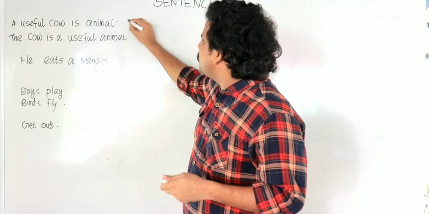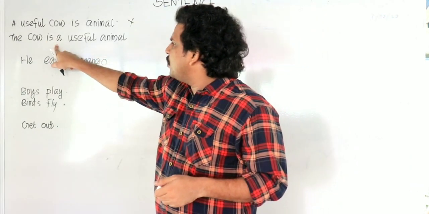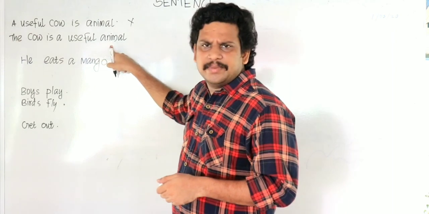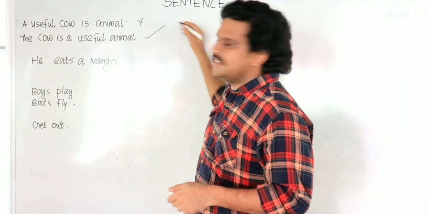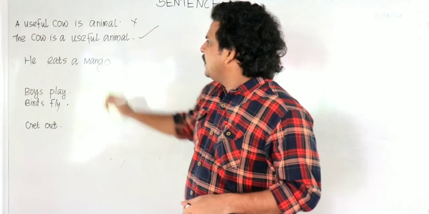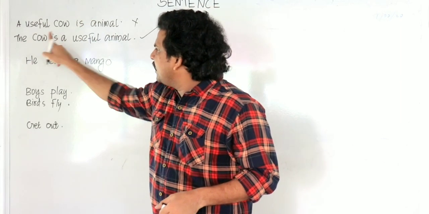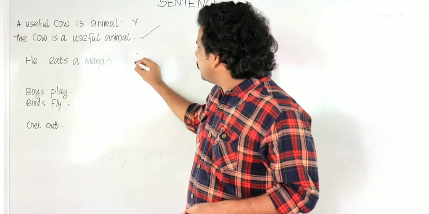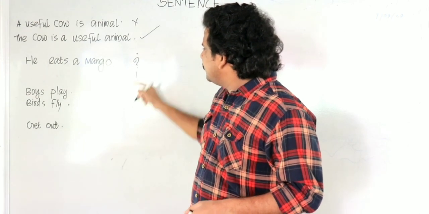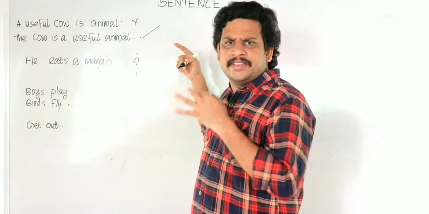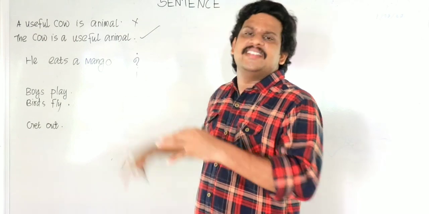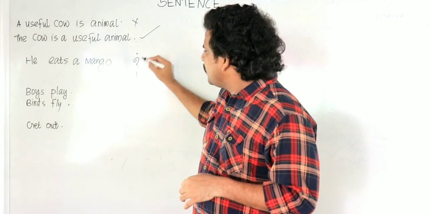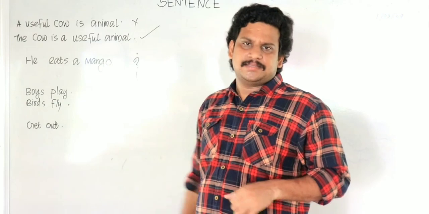But look at this sentence. The cow is a useful animal. This one is a sentence. Why? Because it has a beginning, a middle and an end. This end is called a punctuation mark. There are three types of punctuation marks we use in sentences. That is full stop, question mark and exclamation mark.